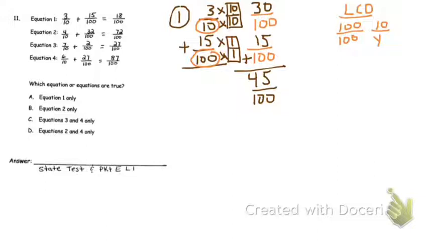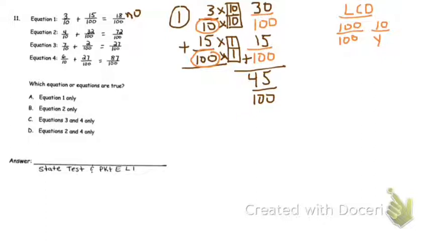Now normally I would look at that and say, oh, I know that's at least divisible by 5. But if I look over at equation number 1, the denominator is still the same, it's 100. And it says in equation number 1, 3/10 plus 15/100 equals 18/100. And it most definitely does not. It equals 45/100. So therefore, no, equation number 1 is not correct.